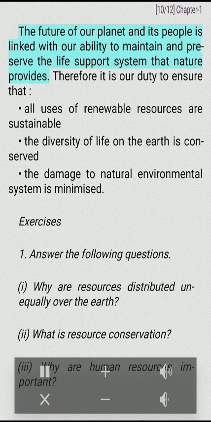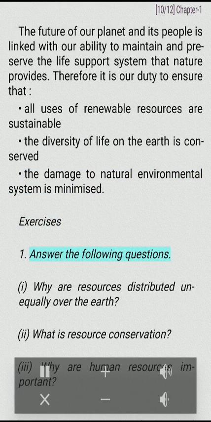The future of our planet and its people is linked with our ability to maintain and preserve the life support system that nature provides. Therefore, it is our duty to ensure that all uses of renewable resources are sustainable. The diversity of life on the earth is conserved. The damage to natural environmental systems is minimized.